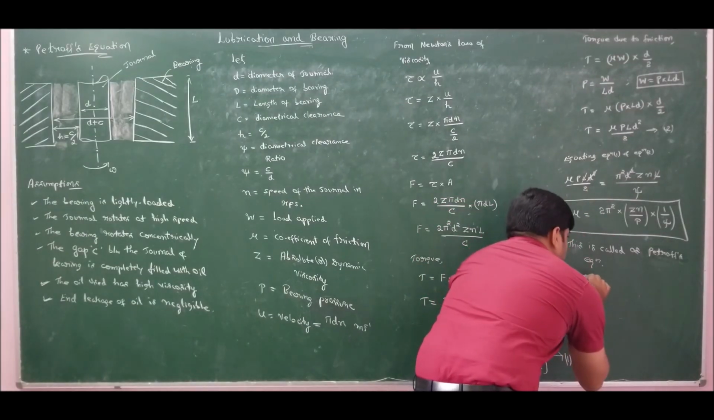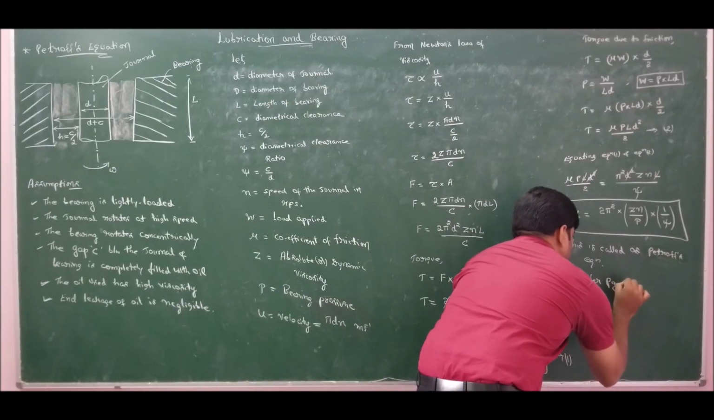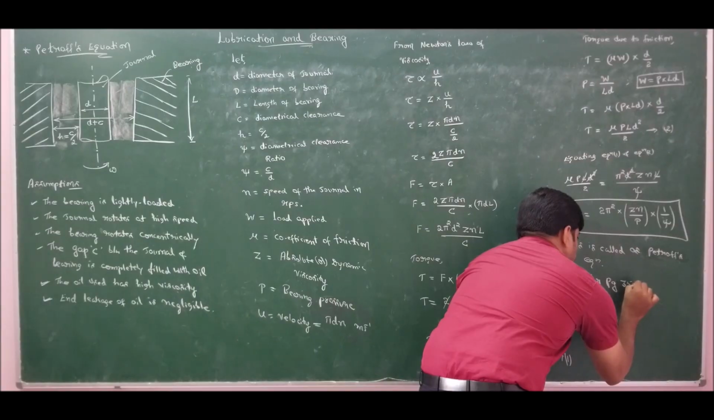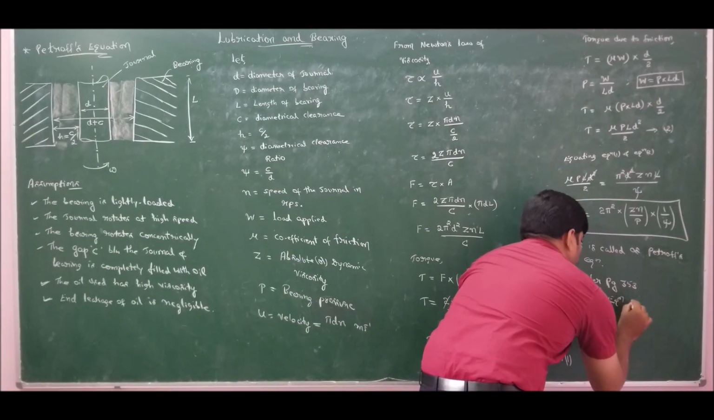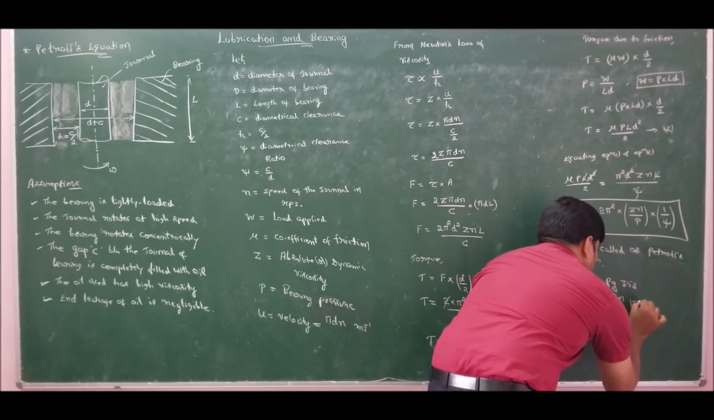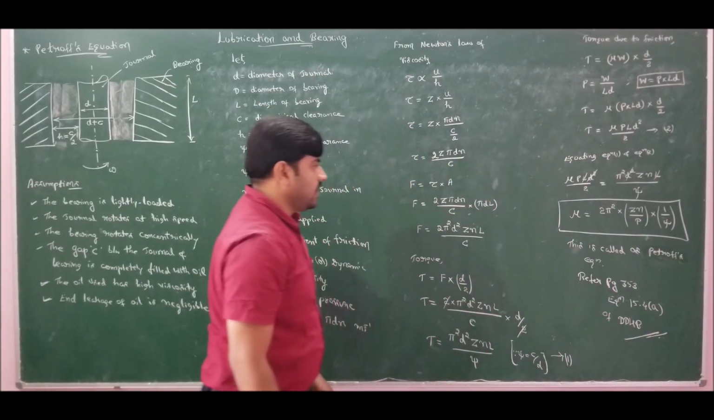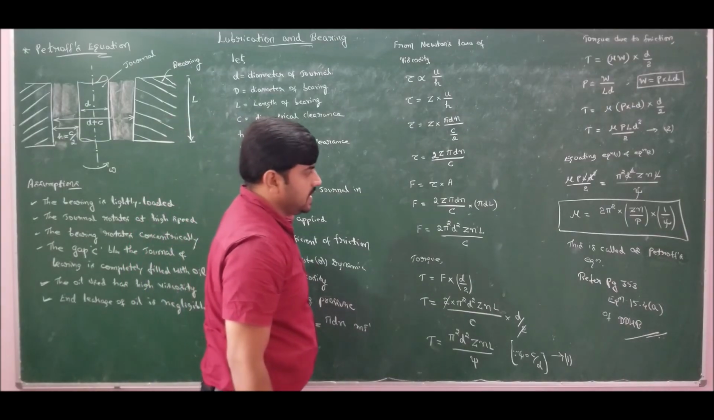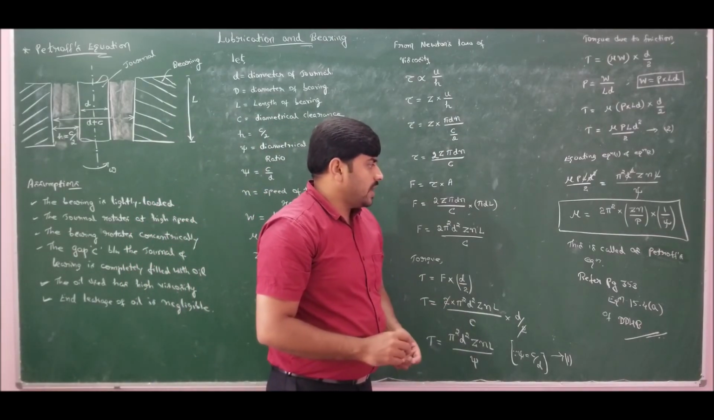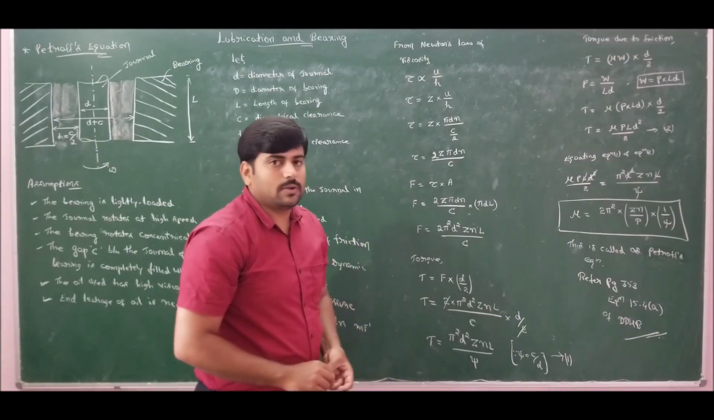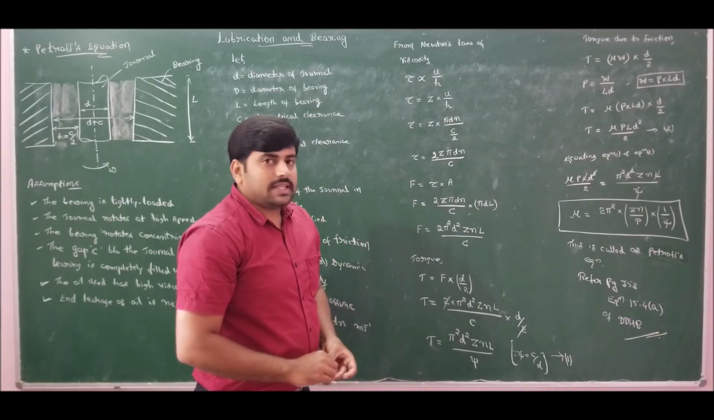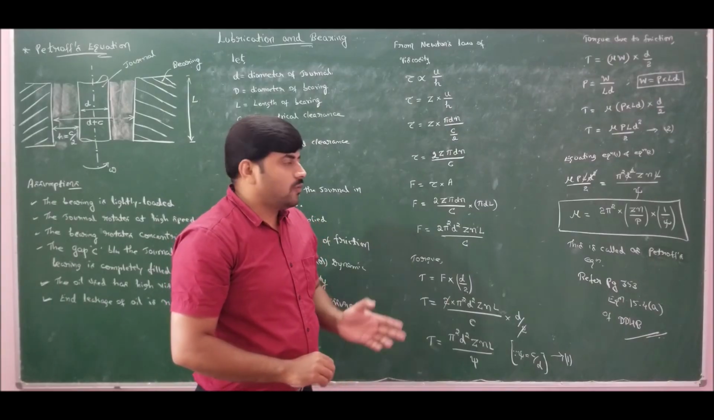This is available in our data handbook, refer page number 353, equation 15.4a of the design data handbook. So the Petroff's equation we have derived is available on page number 353, equation number 15.4a of our design data handbook written by K. Mahadevan and K. Balaveera Reddy. We are referring to the 4th edition.